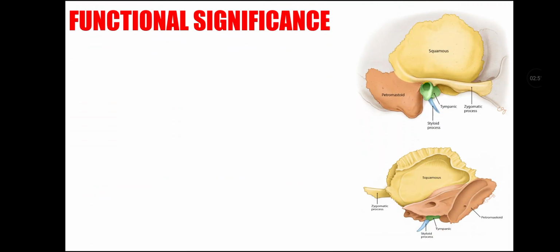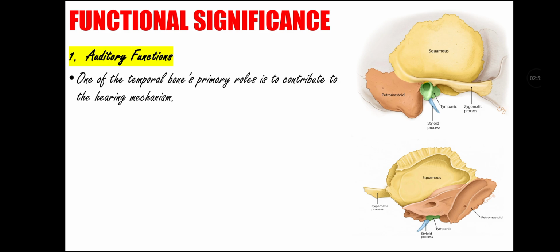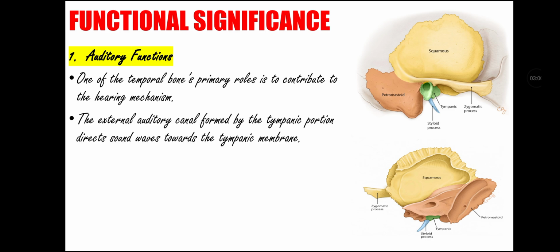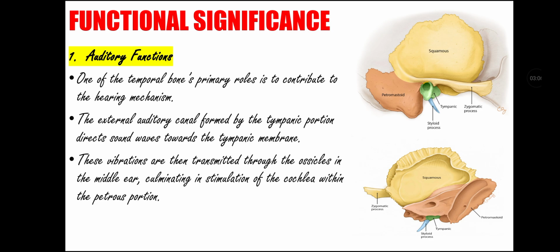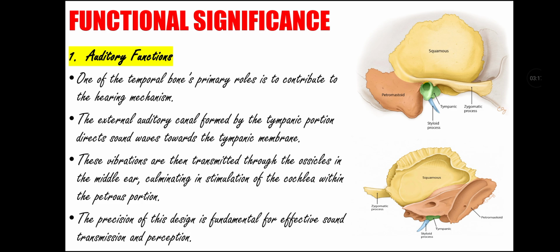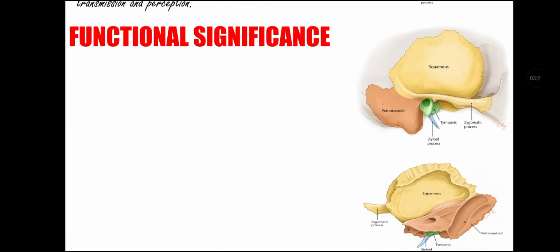Now let's talk about functional significance of temporal bone. The first is auditory function. One of the temporal bone's primary roles is to contribute to the hearing mechanism. The external auditory canal formed by tympanic portion directs sound waves toward the tympanic membrane, and these vibrations are then transmitted through the ossicles in the middle ear, culminating in stimulation of the cochlea within the petrous portion. The precision of this design is fundamental for effective sound transmission and perception.